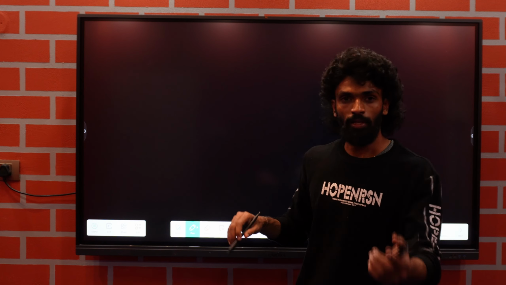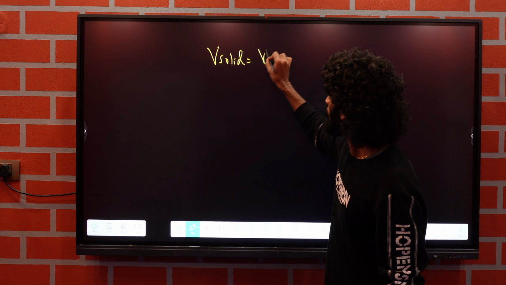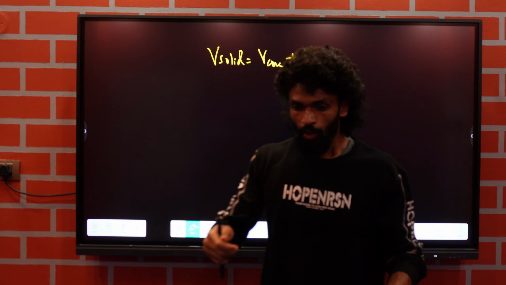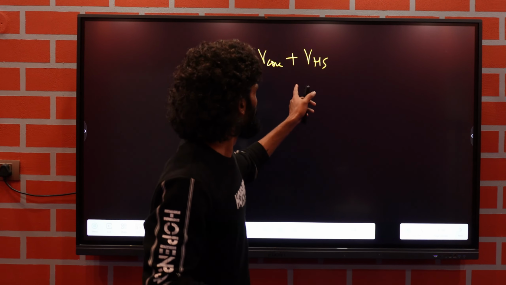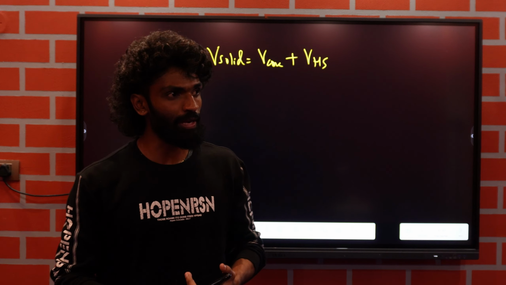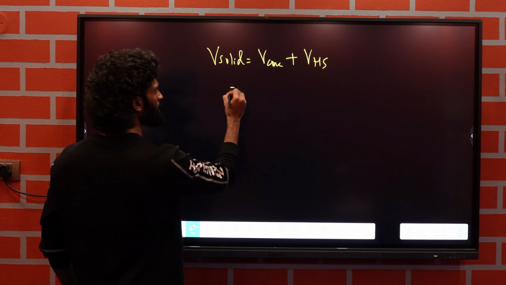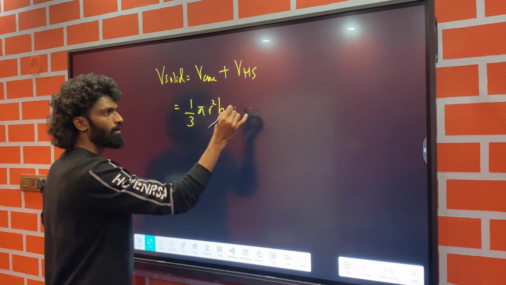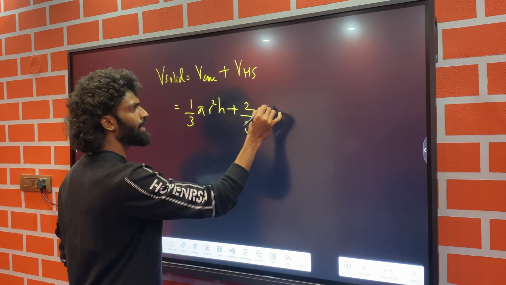So can I write volume of the solid is equal to volume of the cone plus volume of the hemisphere. Now think, you're taking a scoop of ice cream, you're placing it on the cone, which means the radius of the hemisphere and the radius of the cone will be the same. Keep that in mind. But before that, let me write the formula for this: 1 by 3 pi r square h plus 2 by 3 pi r cube.